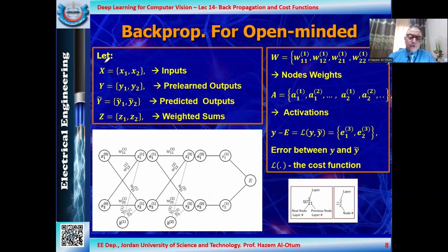In this case, we are not going to use 3 layers. We have only 2 layers, as we will see now in the next slide. So this is layer 0, this is layer 1, and this is layer 2. And the backpropagation is done using the cost function, the L, the thick L, and we try to minimize our errors using this cost function.